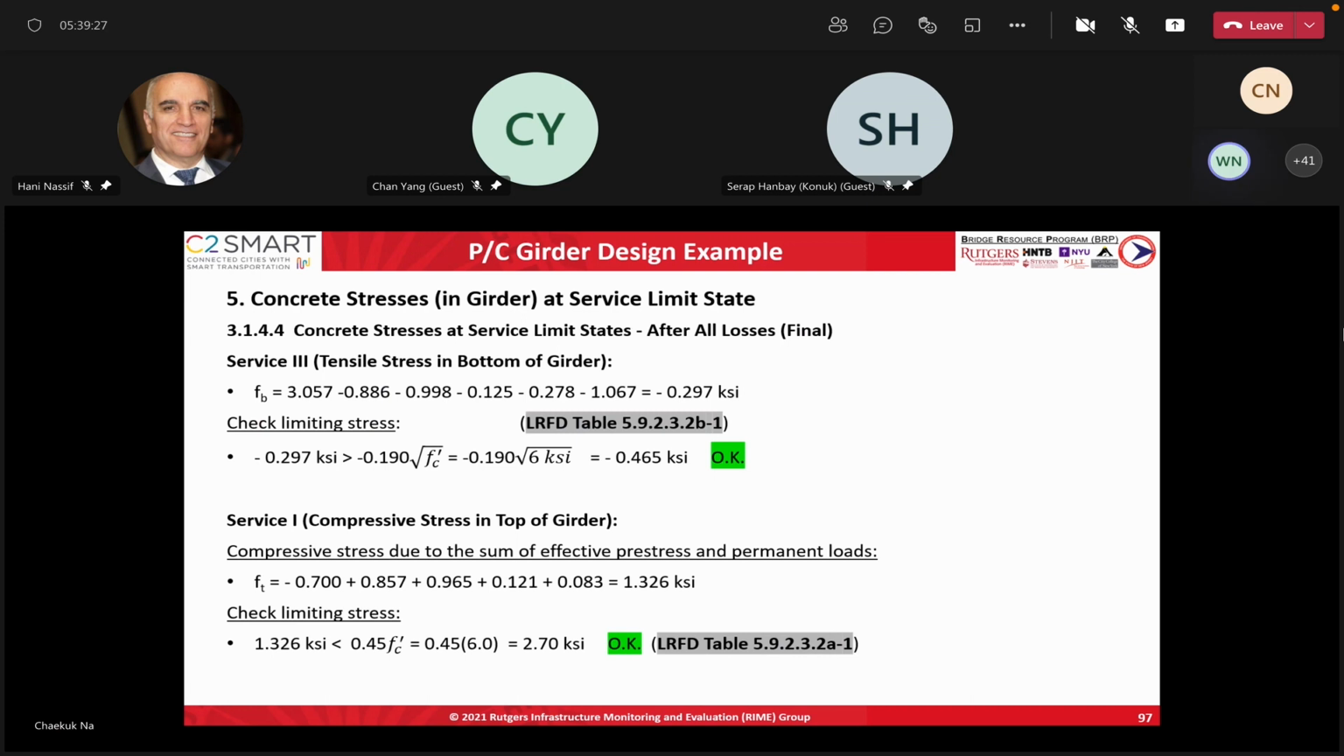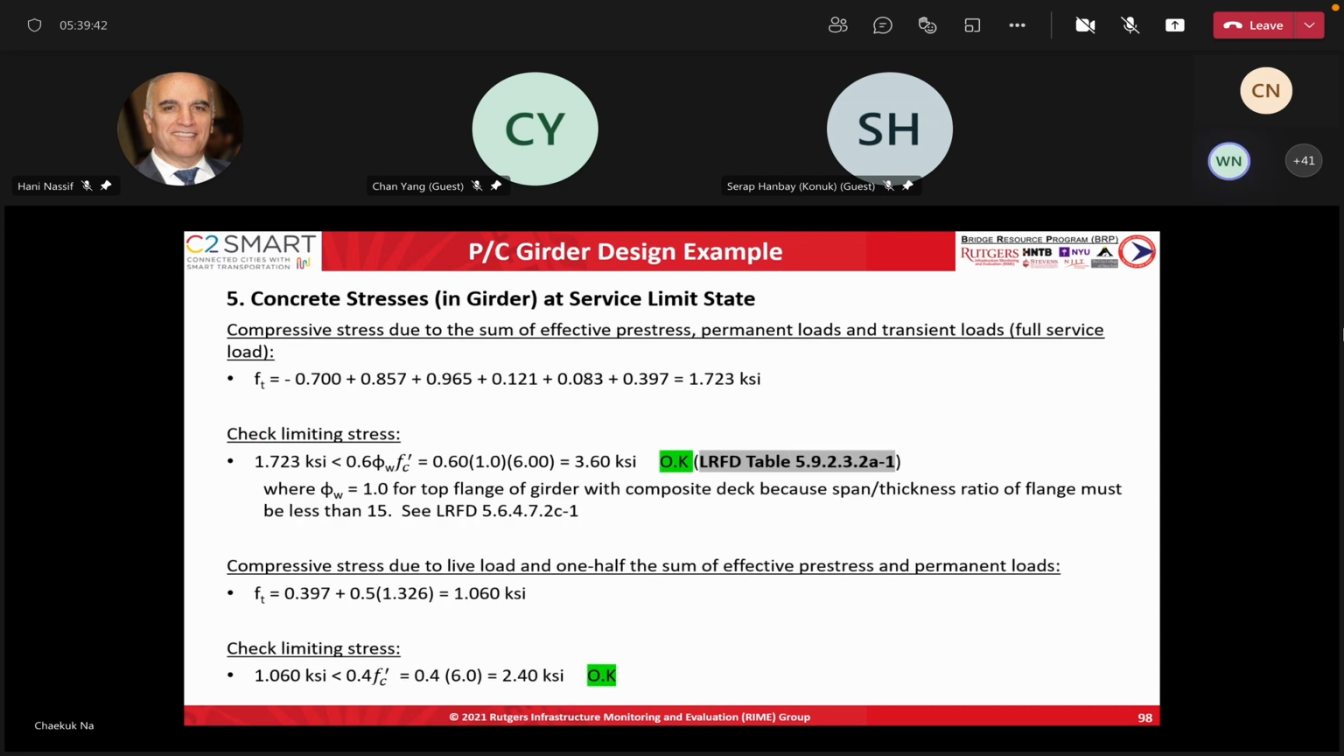The limiting stresses are presented in AASHTO tables 5.9.2.3.2B-1 and 2A-1. So it depends, either at service or at transfer. There are tables for each one. The next slide. Okay, same here. We add them up and we check them. We check them against the limit.